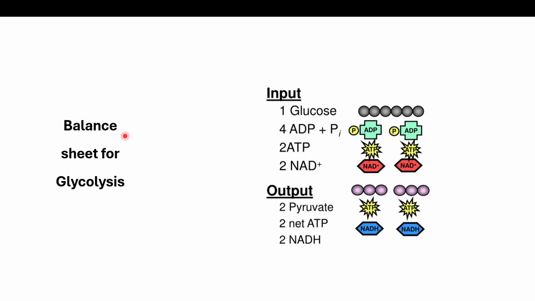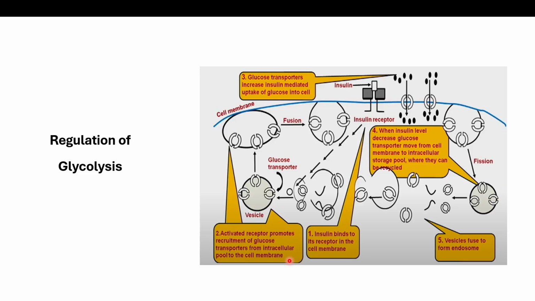Now, if we talk about the balance sheet for glycolysis, you have 1 glucose molecule going in, 4 ADP and 4 inorganic phosphate molecules going in, two ATP molecules going in the preparatory phase, and two NAD plus molecules going in the payoff phase. The output is two pyruvate molecules, two overall ATP that we get out, and two NADH molecules that we get out of this glycolytic pathway.